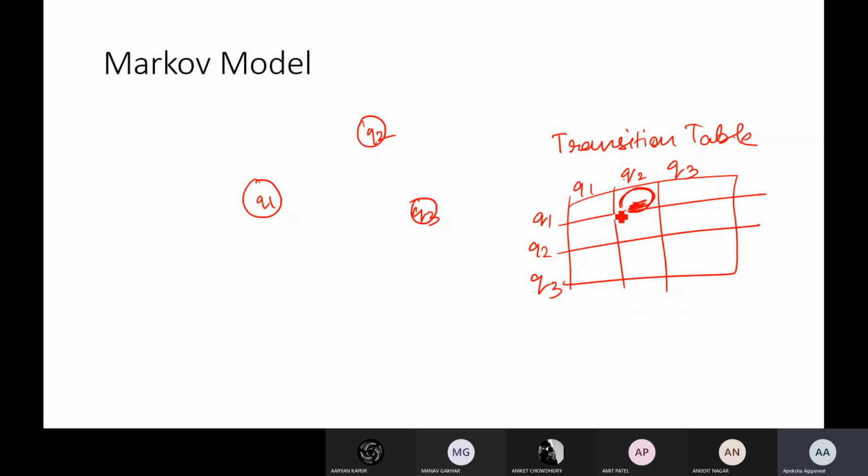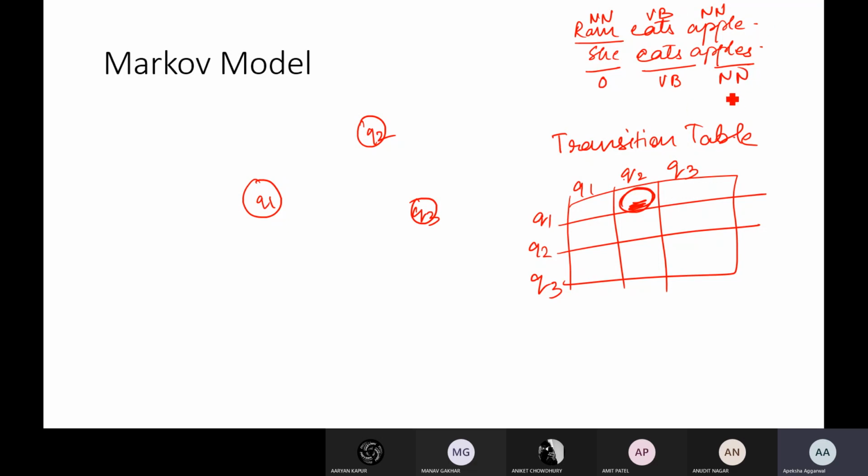Now, there's one more thing. Suppose I'm talking about the first word in a sentence. So in my corpus, there were, let's say, only these two sentences: Ram eats apple, and She eats apple, something like that. So let's say this is noun, verb, noun. And again, maybe a determiner, or I can say other, verb, and noun. So I have two sentences in my corpus. Now I know the probability of going from noun to verb is high, and the probability of going from noun to noun is low. So I will say, okay, this was a noun, and the probability of going from noun to noun was zero or something like that, according to my corpus.